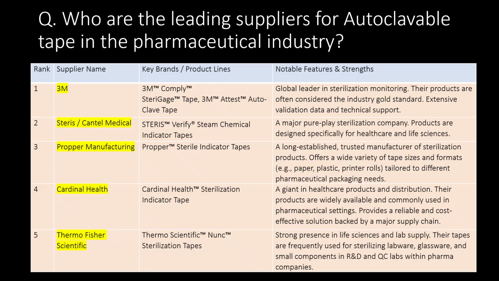Who are the leading suppliers for autoclavable tape in the pharmaceutical industry? You can refer to the table below for leading suppliers for autoclavable tape in the pharma industry. The leading suppliers are 3M, Steris, Proper Manufacturing, Cardinal Health, and Thermo Fisher Scientific.